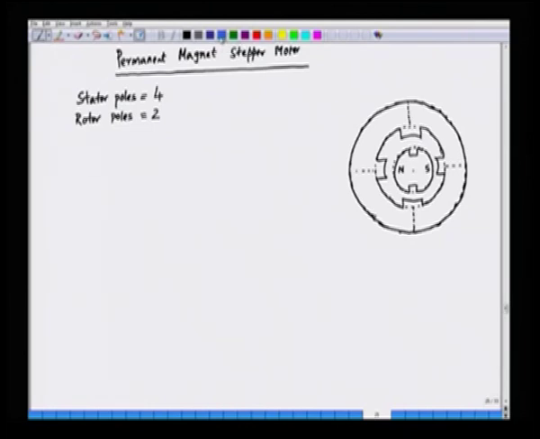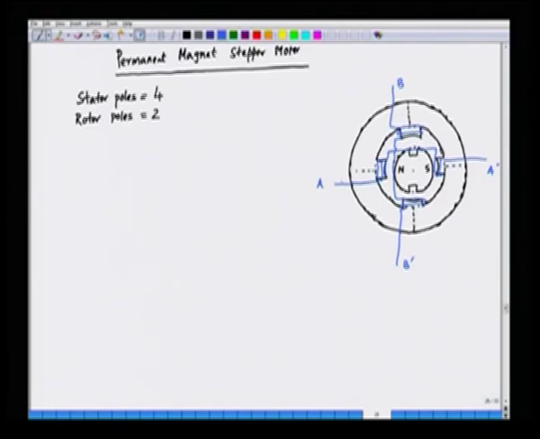The stator in this case will carry the windings. For example, this could be phase A here, connected to the other pole structure, and we can call this A and A prime. We have a single phase having two different poles, and similarly we have phase B here, connected to this pole, and we can call this B and B prime.